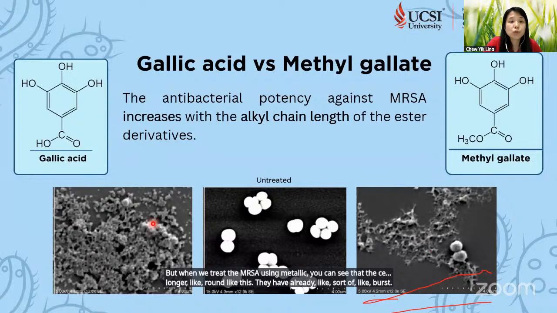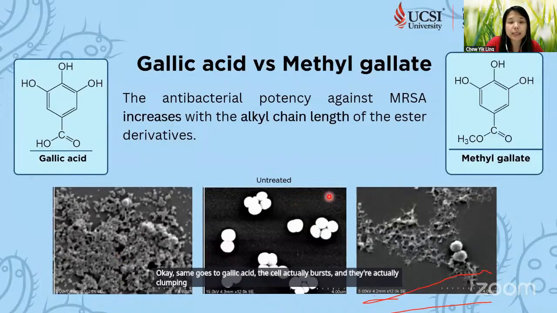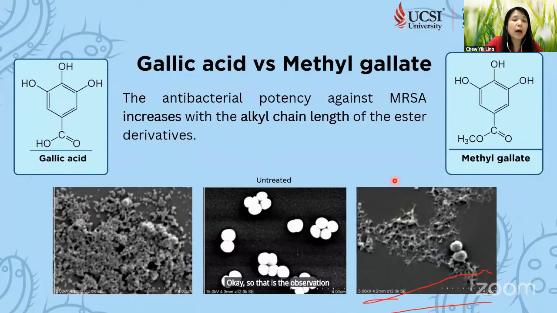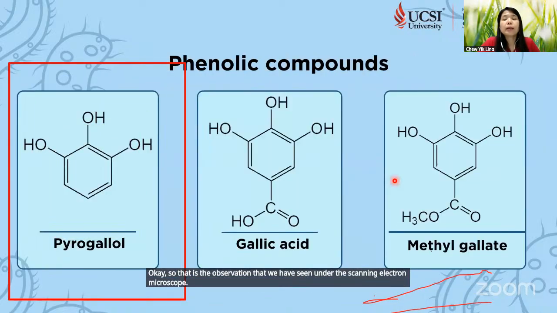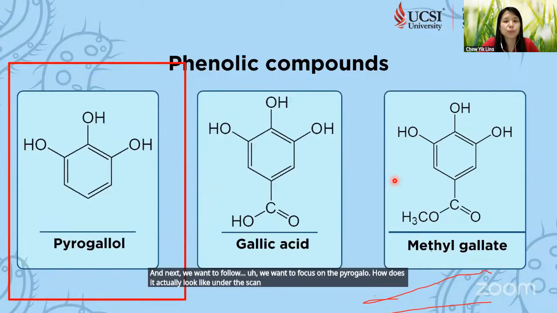Okay, same goes to gallic acid. The cells actually burst and they are clumping together. Okay, so that is the observation that we have seen under the scanning electron microscope. And next, we want to focus on the pyrogallol. How does it actually look under the scanning electron microscope?